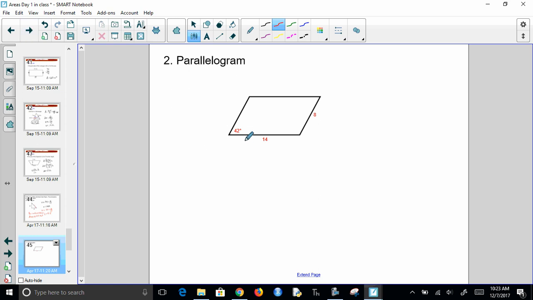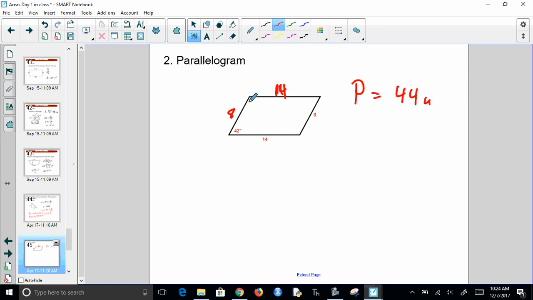Now, let's do it with a parallelogram. So we know that's 8, so that's 8, and that's 11. So perimeter, oh, that's not 11, that's 14. My eyes are failing me. So that's 28 plus 16 to get us to a grand total of 44 units.